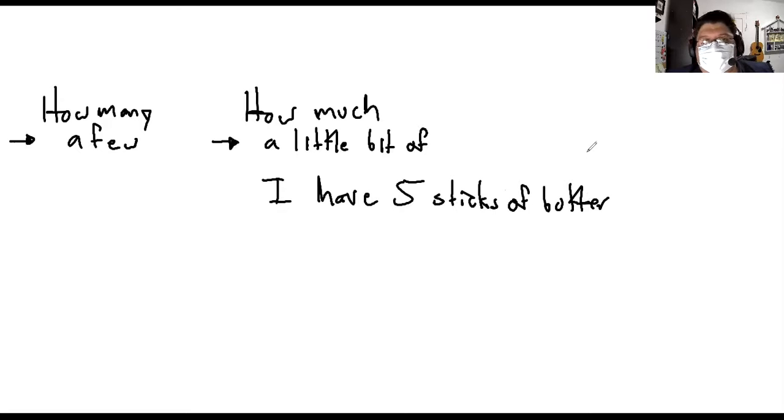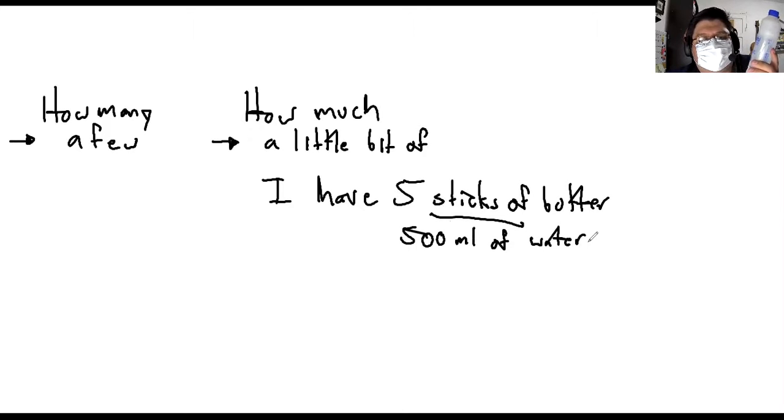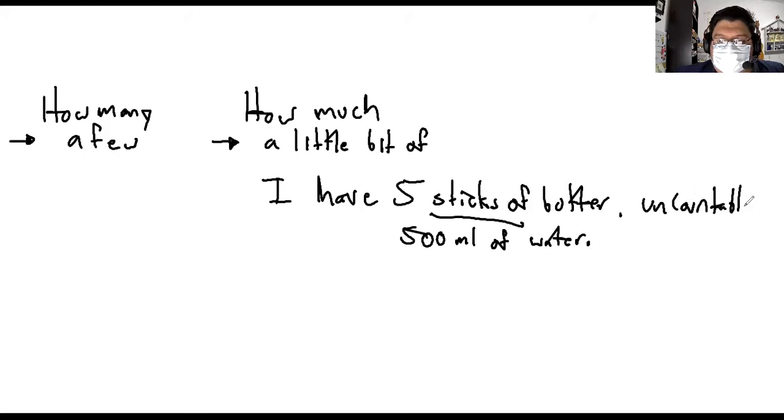Now, here's the thing. If for some reason you don't know how to count it, you could just look at the packaging like we did here, and put, I have 500 milliliters of water, for example. You could put that. And then I want you to put if it's countable or uncountable. For example, this one is uncountable. And that's what you're going to do.